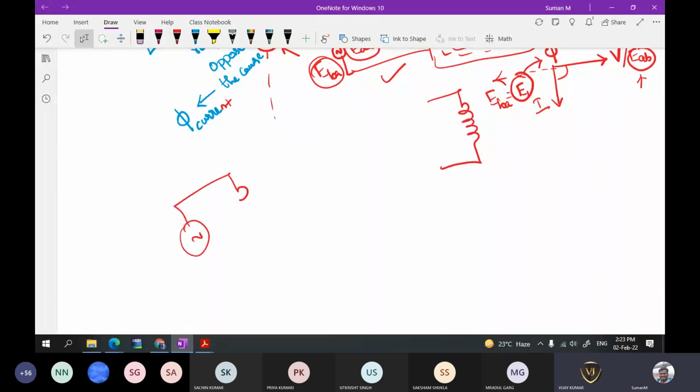What I'm doing is, I'm having a circuit like this. In this circuit, this is V and this is EAB. This is the terminal plus, this is the terminal minus, this is the polarity plus and this is the polarity minus. The current is flowing through this. This is terminal A and this is terminal B.